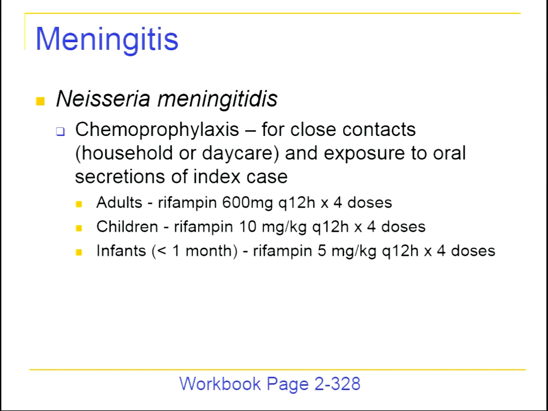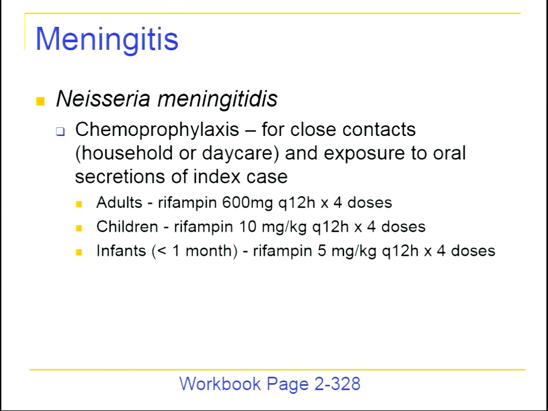All right? So for Neisseria meningitidis, the chemoprophylaxis is recommended for close contacts only. So that's people who live in the same household. That could be a roommate, not necessarily everyone in the dorm, but a roommate, or in kids, those that are in daycare. Or those that were exposed to oral secretions of the patient. So you have to be in very close contact with that particular patient. They should get the twice-a-day rifampin for 4 doses.